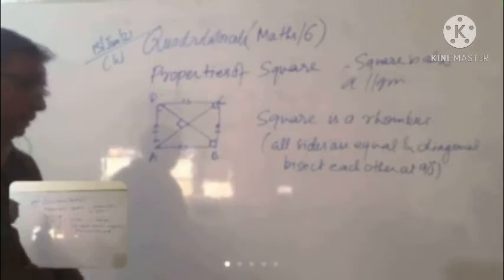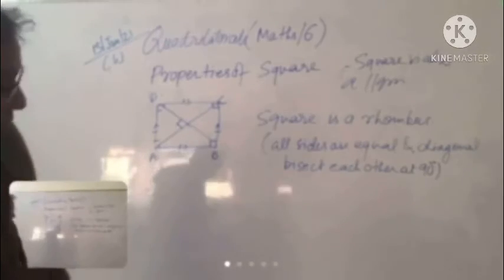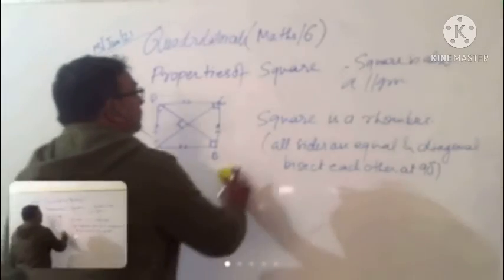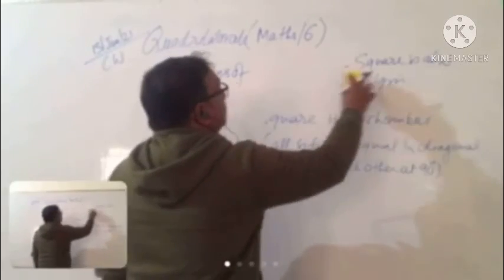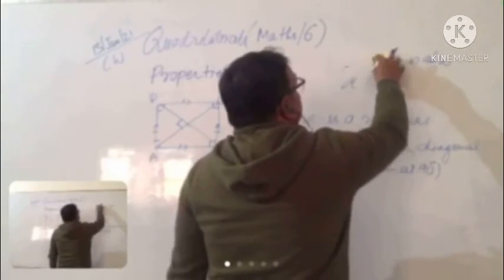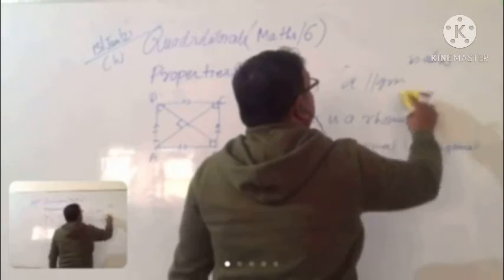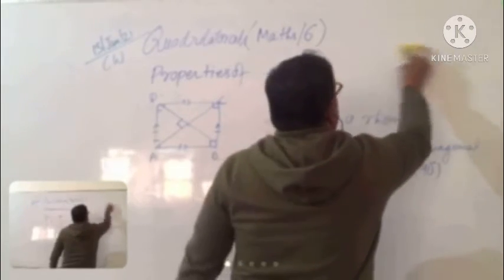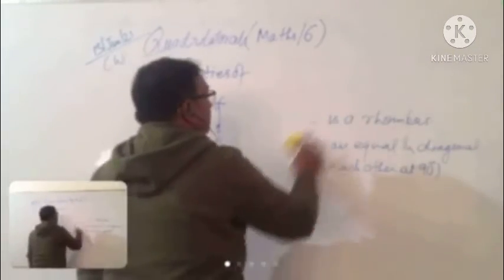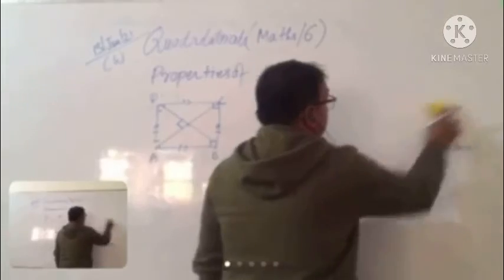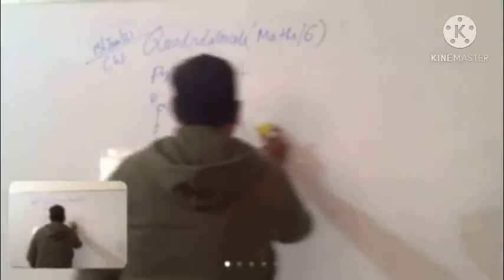Every square is a rhombus, but a rhombus is not a square. This is because all sides are equal and the diagonals bisect each other at 90 degrees. That is why a square is a rhombus.